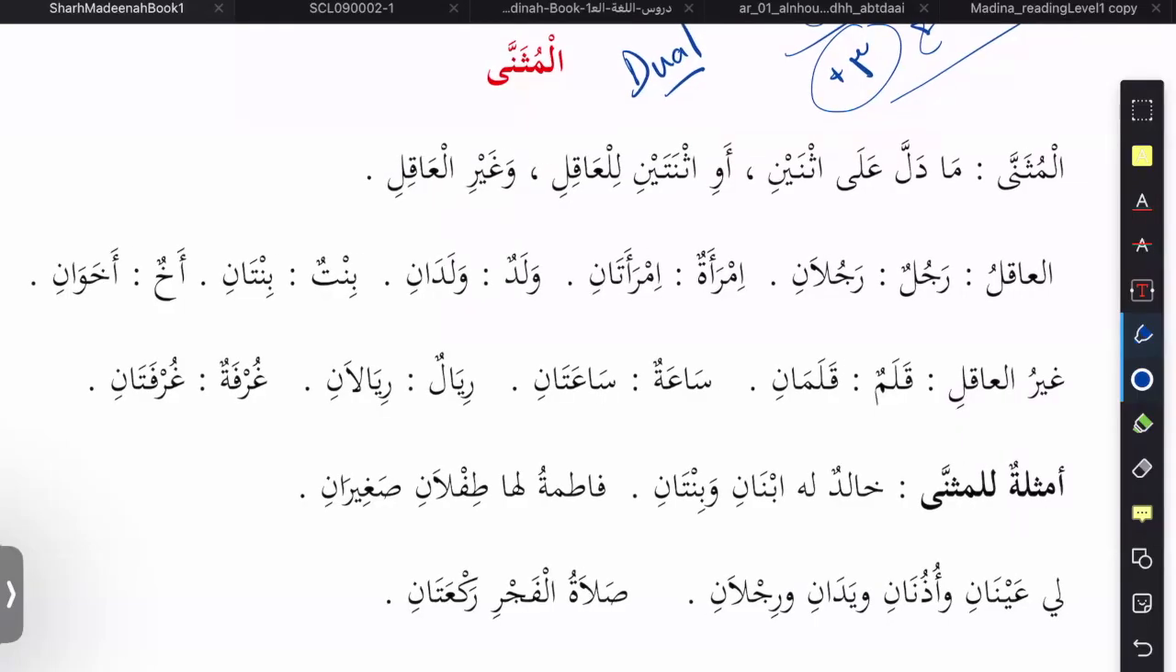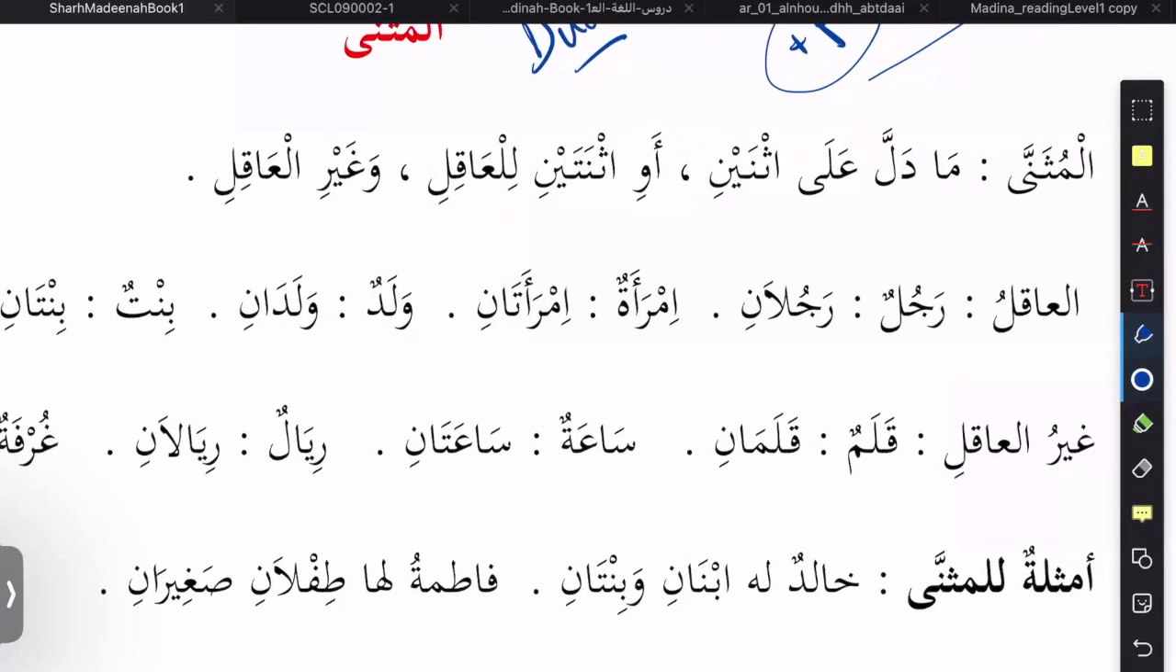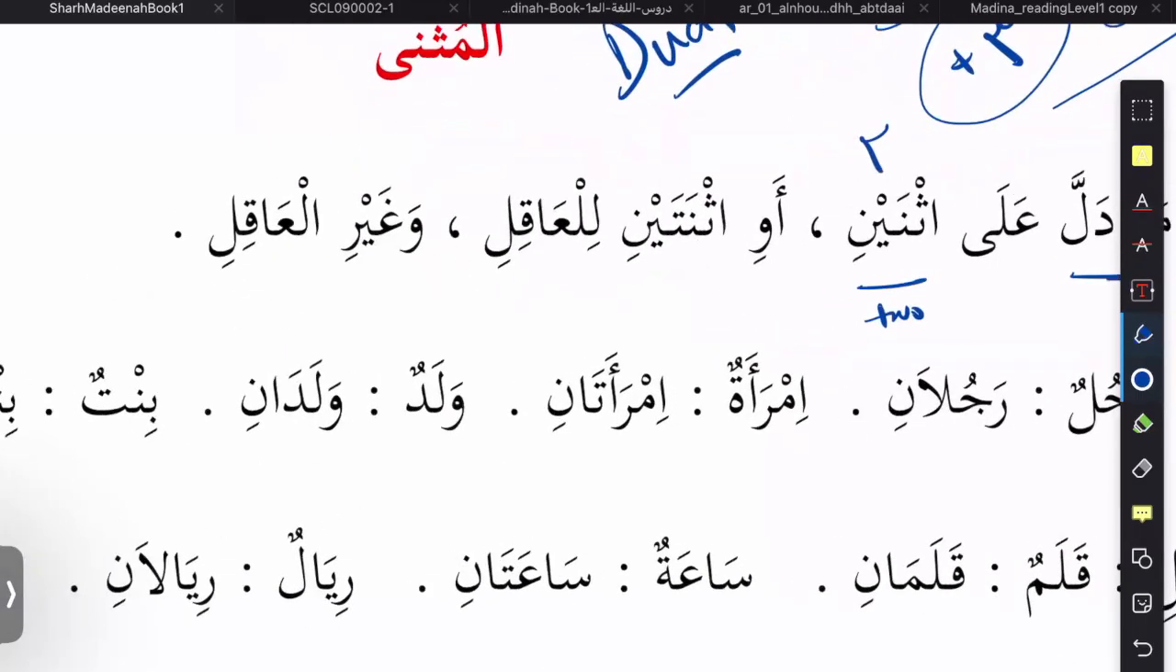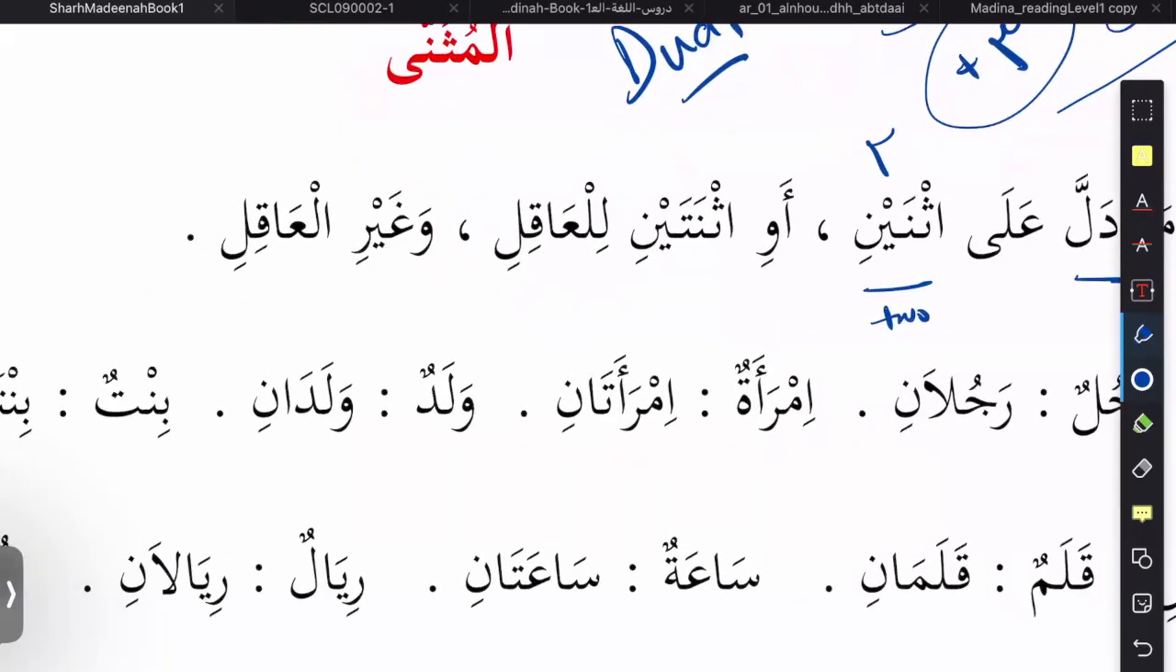He says, Al-Muthanna ma dalla ala ithnaini. So the muthanna is what indicates ithnain. What is ithnain? We have to learn our numbers: واحد, اثنان, ثلاثة, أربعة. Inshallah, I believe in the next chapter the author will introduce the numbers. So ithnan is the number two, and we have ithnaini for a grammatical reason, which inshallah we will study. أو اثنتين, or ithnan or ithnatain.